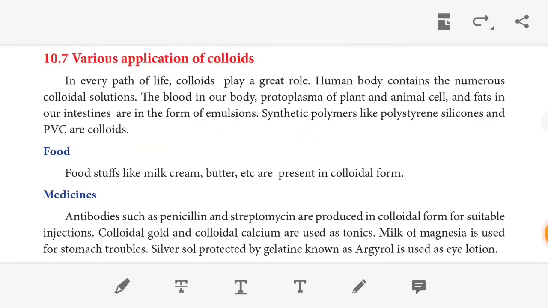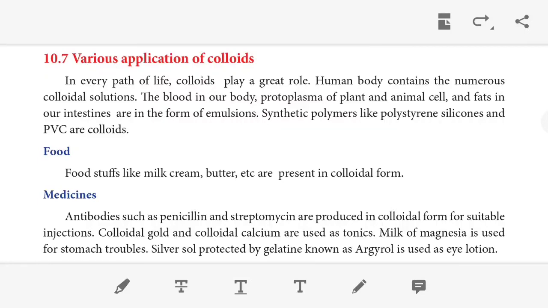The last topic is the various applications of colloids in our everyday life. We come across many things in colloidal form. In every part of life, colloids play a great role. The human body contains numerous colloidal solutions. The best example is that in our body, the blood is also colloidal. The protoplasm of plant and animal cells and fat in our intestine are in the form of emulsion. Synthetic polymers like polystyrene, silicones and PVCs are colloids.